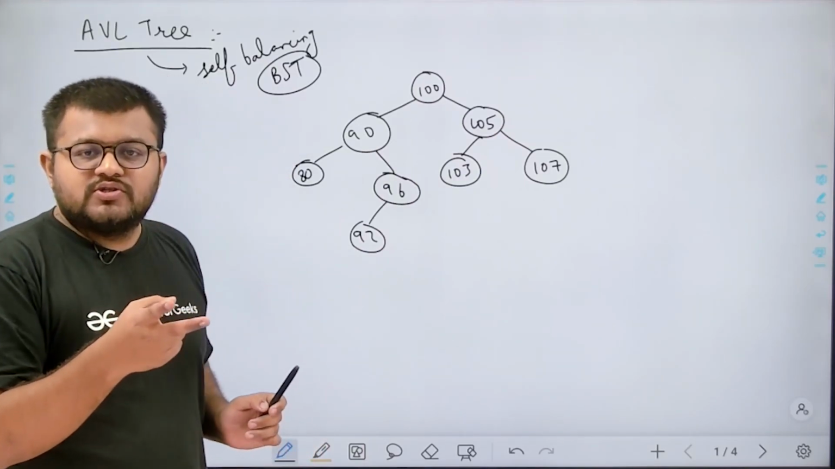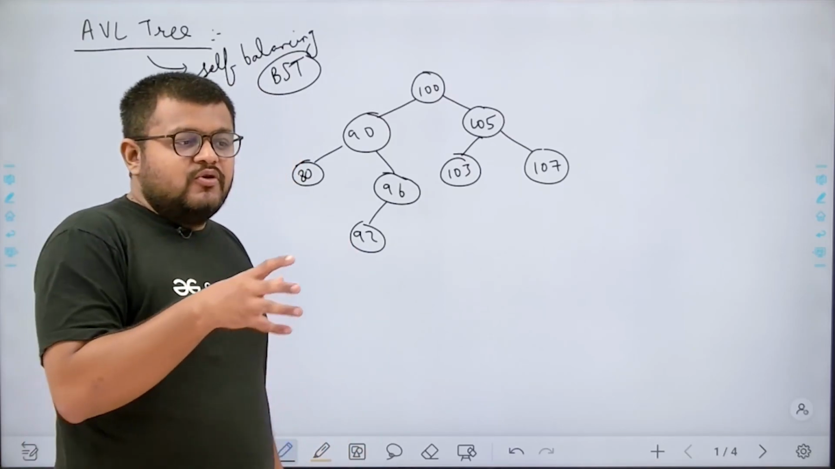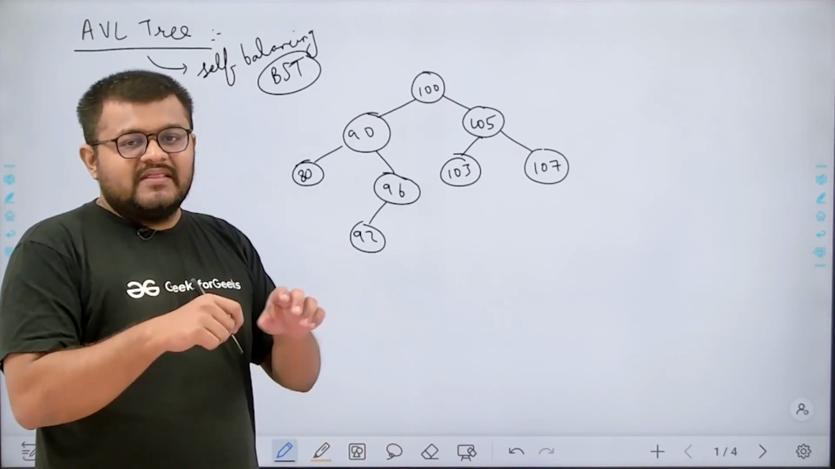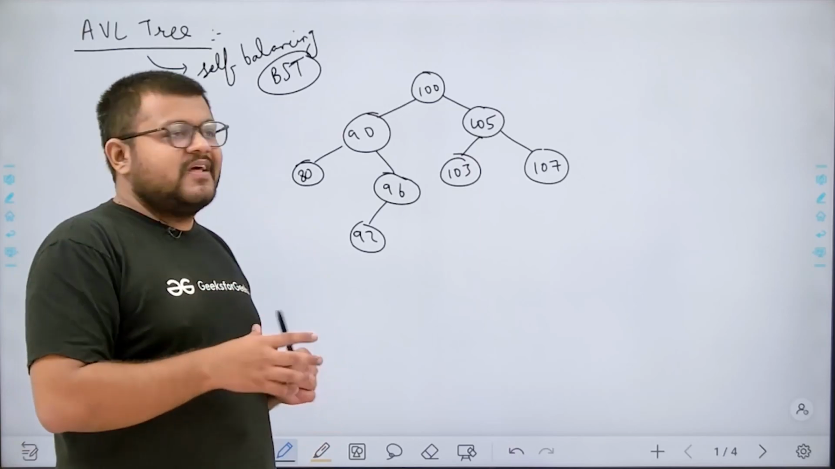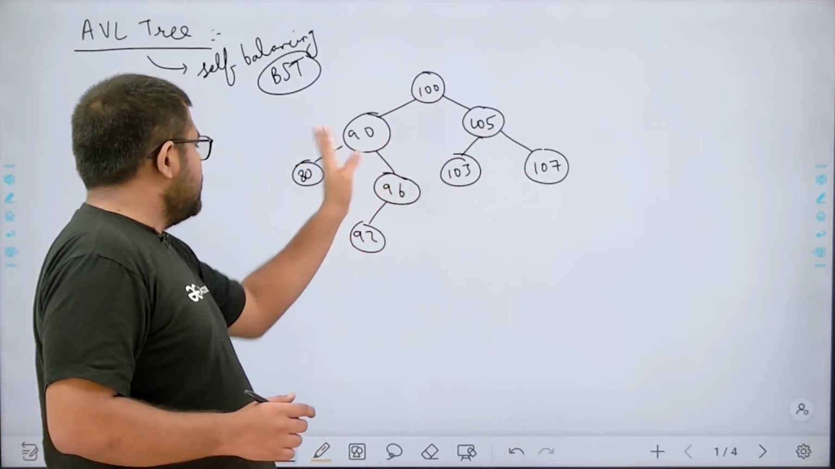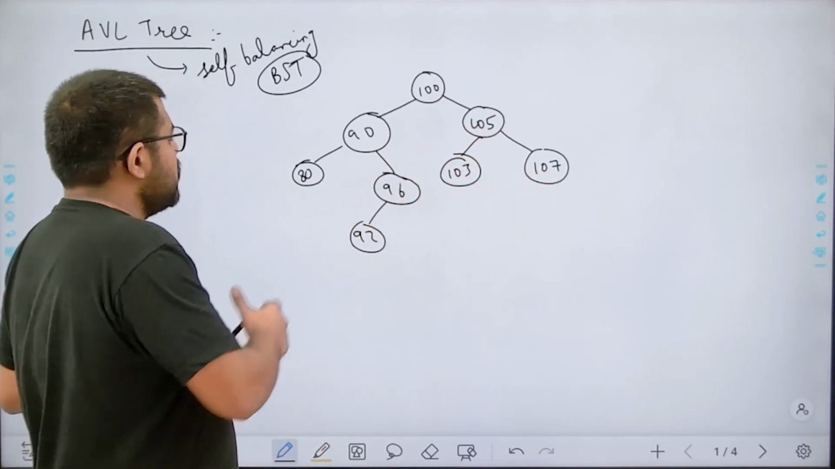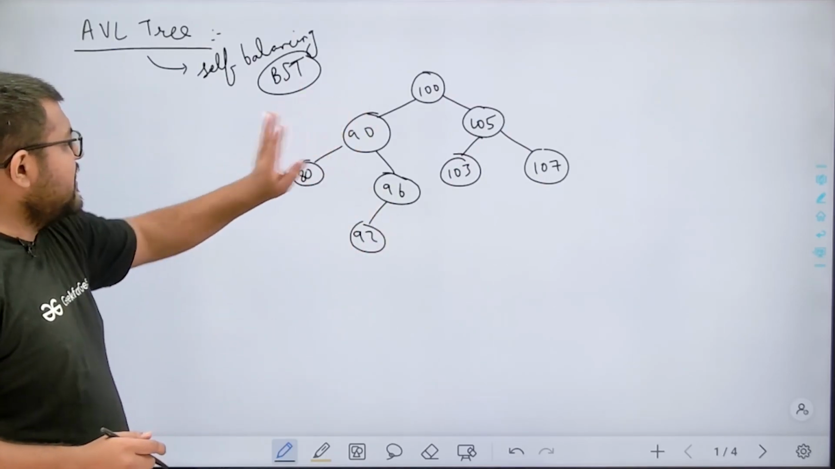nodes two conditions hold true: for each and every node, the values in all the nodes in the left subtree are less than that node, and the values in the nodes in the right subtree are greater than that node. Okay, so for example, for 100 all these values are greater and all these values are less. For 105 this is less, this is more. For 90 these two values are more, this value is less. So this is a binary search tree.